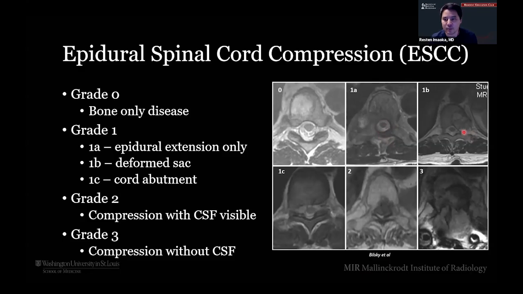Here, 1B, you have that epidural disease. Now we're at the left side, vertebral body pedicle, and you can see it's indenting the sac a little bit here. 1C is where you have epidural disease and it's abutting the cord, but not compressing it. And then grade 2, we start to get compression, right? So now you have grade 2, which is compression of the cord, but there's still some CSF, right? So on this T2 here, you can see that there's some CSF posteriorly and on the right side. And then the worst, grade 3, is going to be compression without CSF.